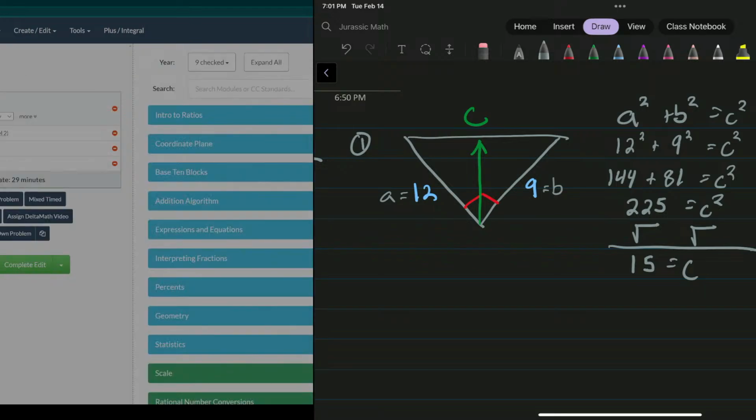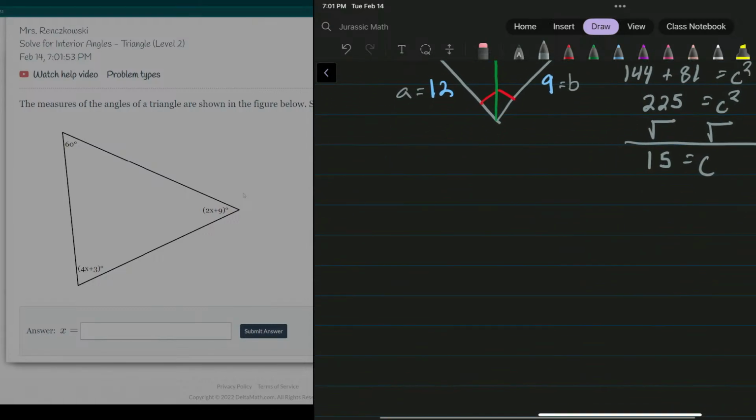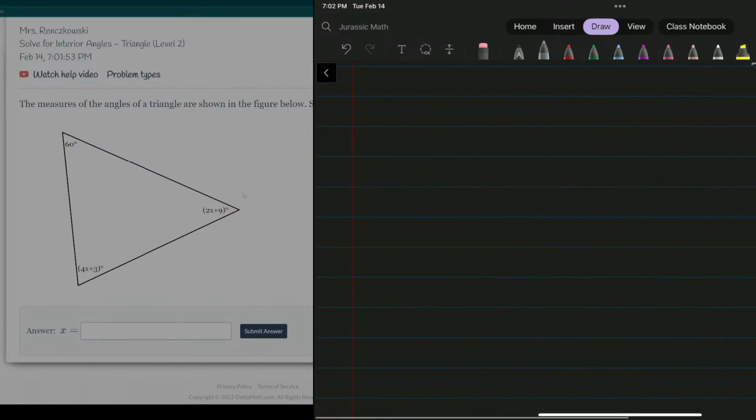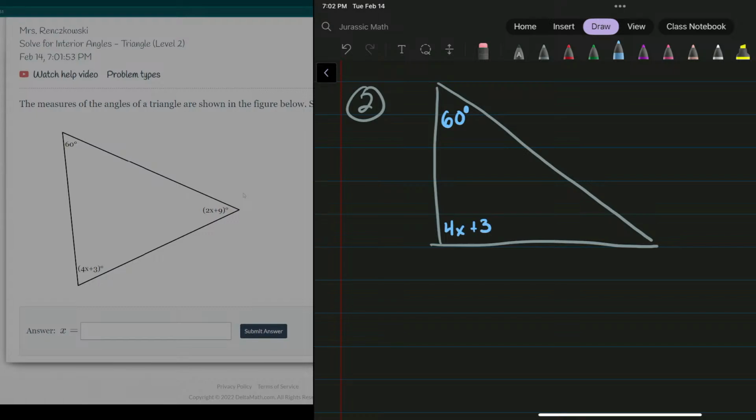All right. So next, solve for interior angles of a triangle. This is what we covered on Tuesday. We found out that a triangle adds up to 180 degrees on the inside. So like always, I'm going to draw my shape. We have 60 degrees up here, we have a 4x plus 3 here, and finally, we have a 2x plus 9 here. So this is the interior of a triangle.